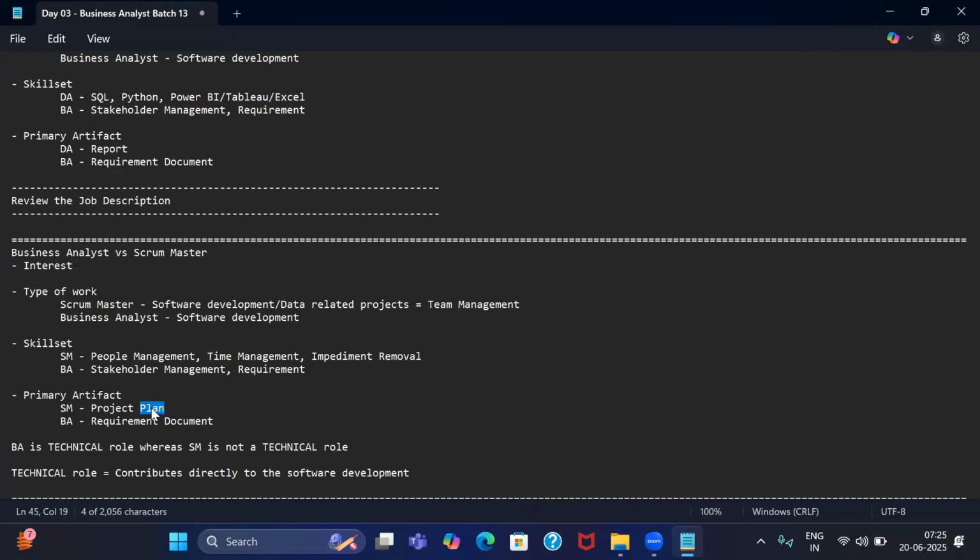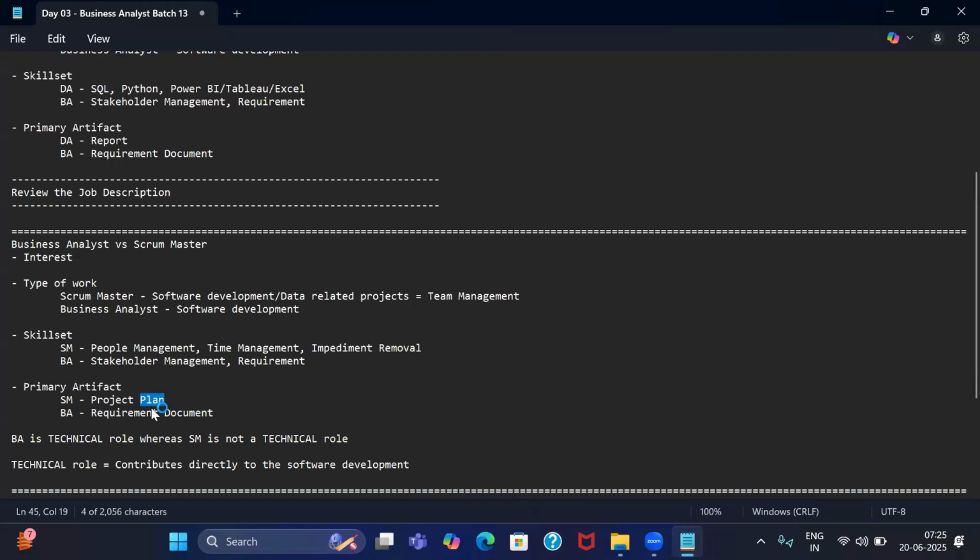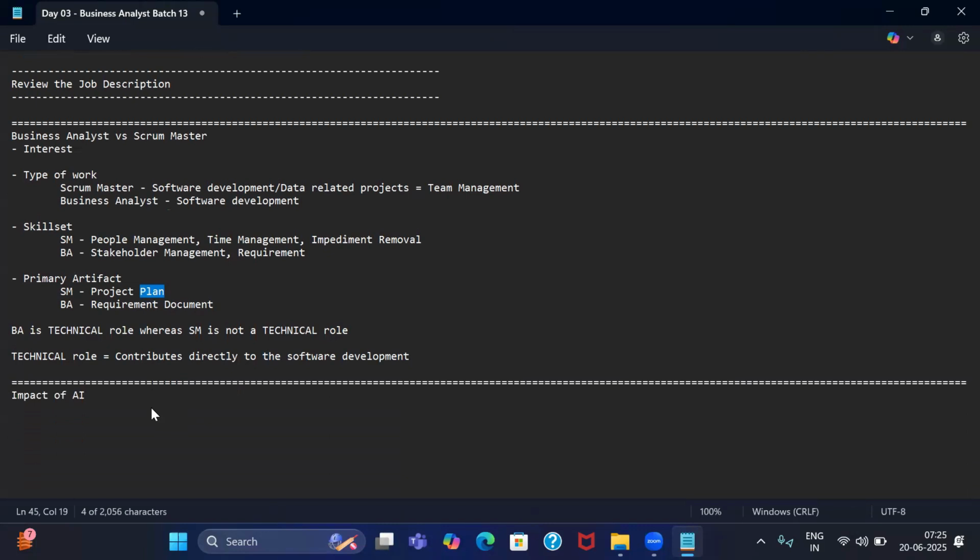However, if you want to be on a technical side, you want to be more close to software development, you want to understand the software better, what kind of software are we building, why are we building it, how is it going to solve real world problems, then you should try to stick to a technical role, which means you can choose to become a business analyst. But again, where you want to move forward should primarily be driven by your interest. Where can you sustain for a longer duration? Whether you think people management is the job you love, then you should stay as a scrum master.